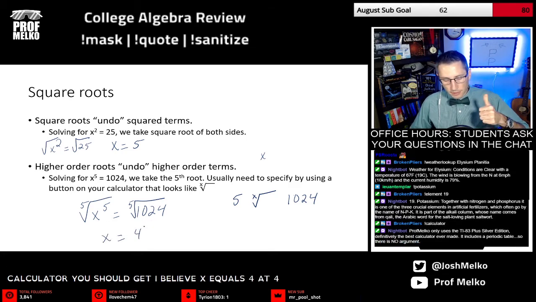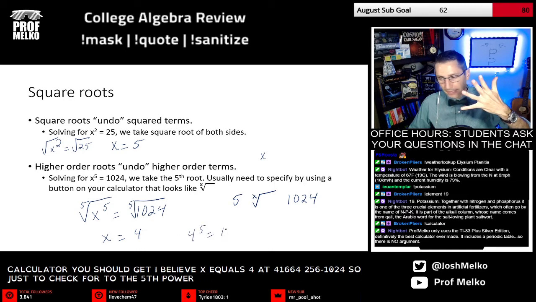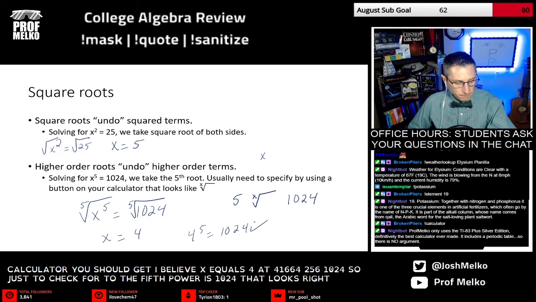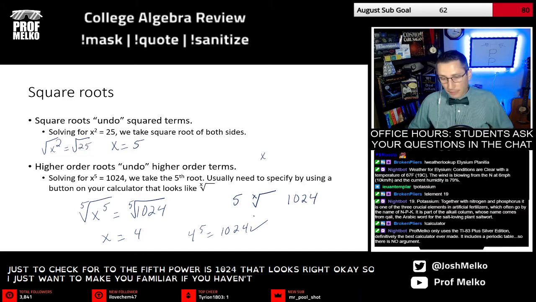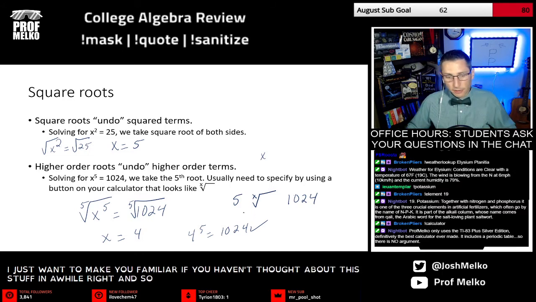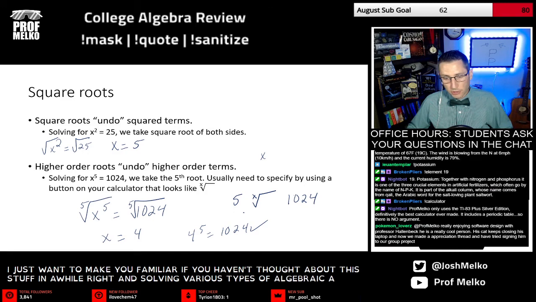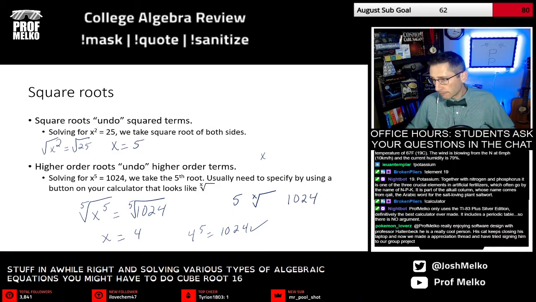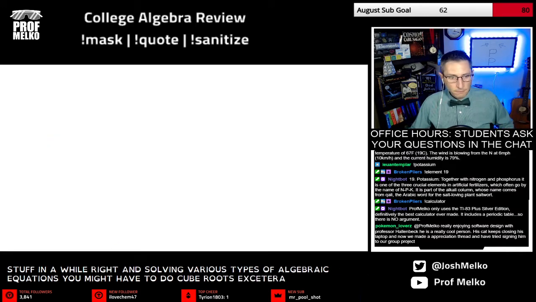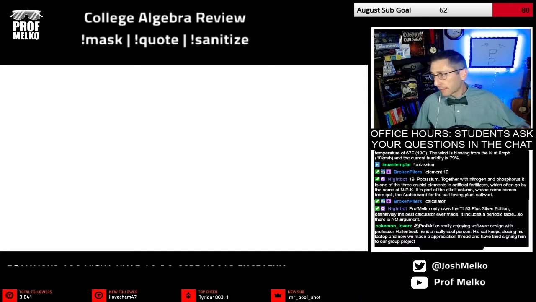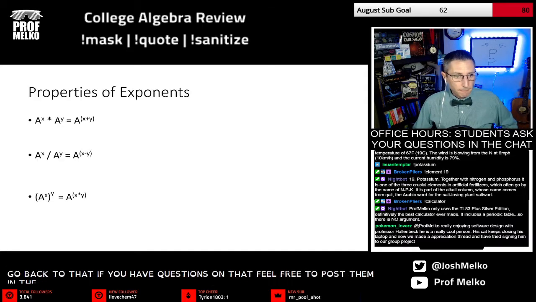4, 16, 64, 256, 1024. So just to check, 4 to the 5th power is 1024. That looks right. So I just want to make you familiar, if you haven't thought about this stuff in a while, with solving various types of algebraic equations, where you might have to do cube roots, etc. Okay, we can come back to that. If you have questions on that, feel free to post them in the chat.